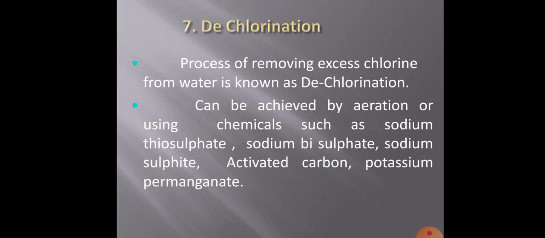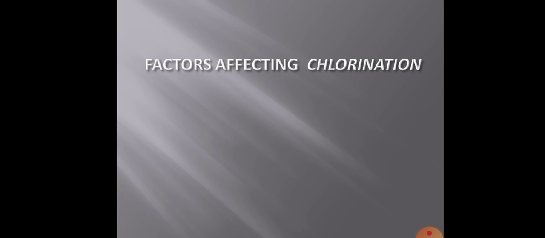And dechlorination is achieved by various processes like the aeration process, or even by using some chemicals which will effectively remove the excess chlorine that is present in water. So that's about the different forms of chlorination. Now moving to the different factors that affect the chlorination process.